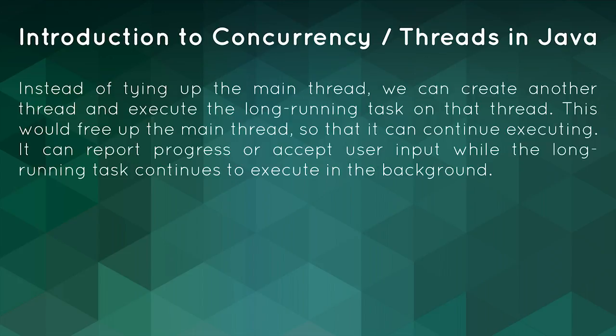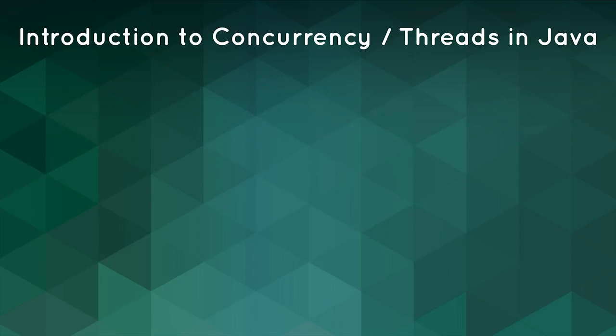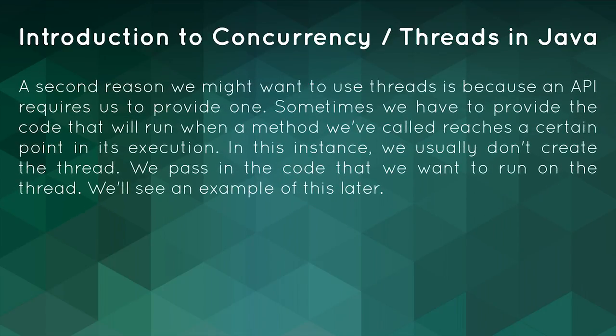Instead of tying up the main thread, what we can do is create another thread and execute the long-running task on that thread that we've just created. That frees up the main thread so that it can continue working and executing, and it can report progress or accept user input and perform those other tasks on the screen or in other parts of the program, while that long-running task that we kicked off in another thread continues to execute in the background. So that's the first reason you might want to do it.